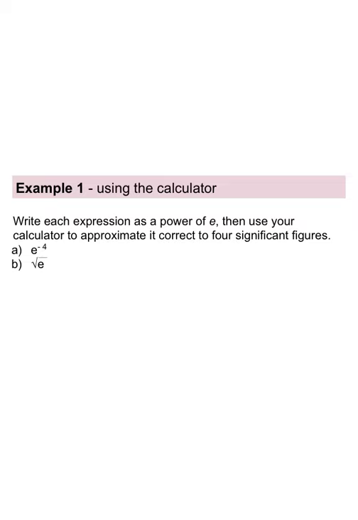Next, we're going to have a look at how to evaluate the answer to an exponential with a base of e. So if we're looking at this function here where we've got a equals e to the power of -4, what that actually means is we've got 1 over e to the power of 4.